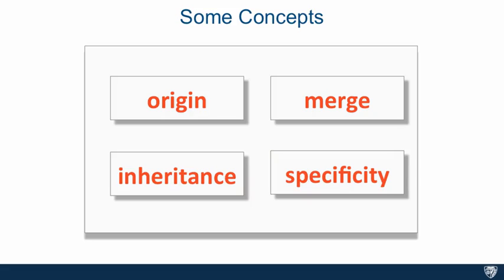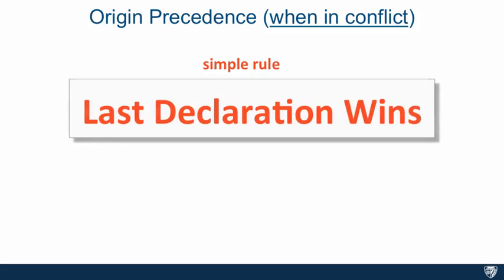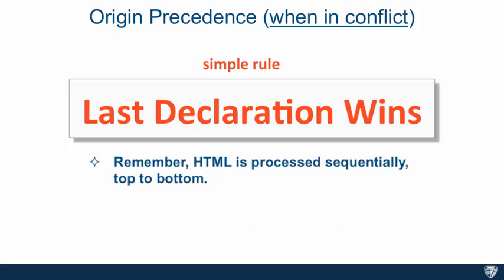So let's tackle the first two, origin and merge. When two declarations are in conflict, in other words, they specify the same property for the same target, the origin precedence rule kicks in. And it's a very simple rule. The rule is: the last declaration wins. Now, when trying to figure out what the last declaration is, you have to remember that HTML is processed sequentially. That means top to bottom. So as you see the declarations happen, the lower on the page they are, the more precedence they have.